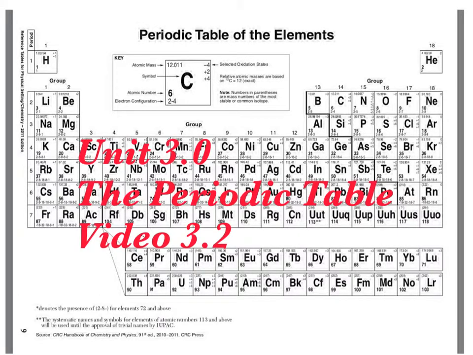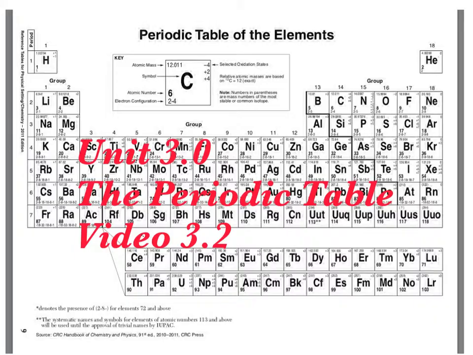Alright, so let's try this again. We got video 3.2, unit 3 on the periodic table. In this one, we don't have any specific notes to write down. Yay, go me! I know you're so excited about that, but don't be so excited because in the next unit you have to write some notes down.